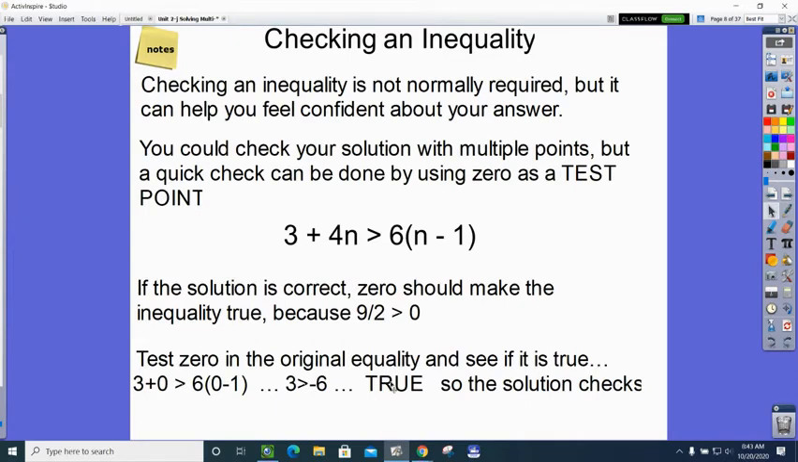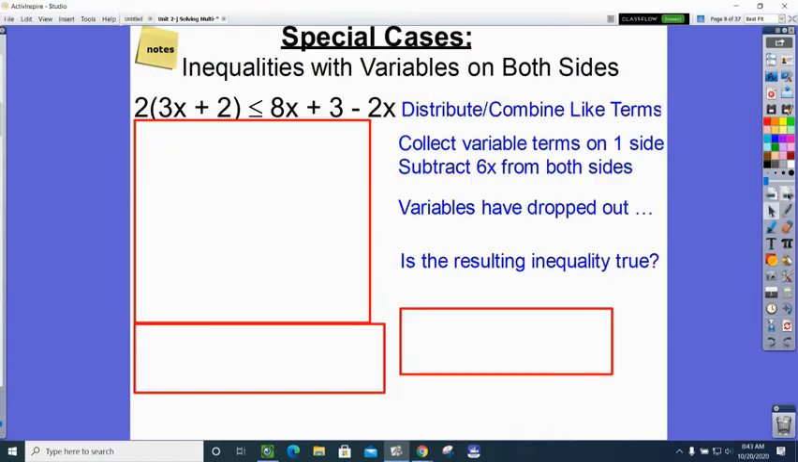If you miss the glitch at any point and you check one number, it won't work. And oftentimes that helps you to catch it and go, oh no, I forgot to flip the inequality. I will never say check an inequality as part of the points, because you'd have to check an infinite number of points since there's an infinite number of solutions. But you can do one just to test to make sure that everything's looking good.